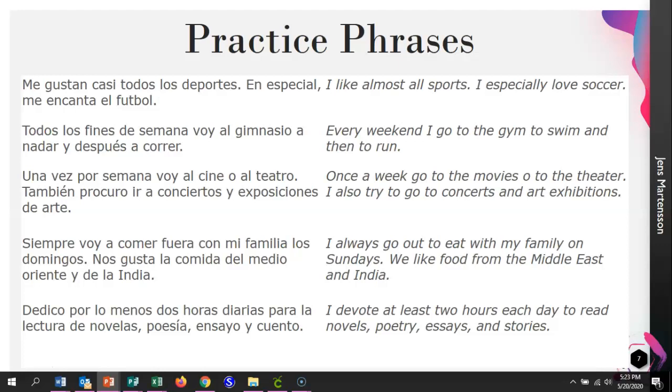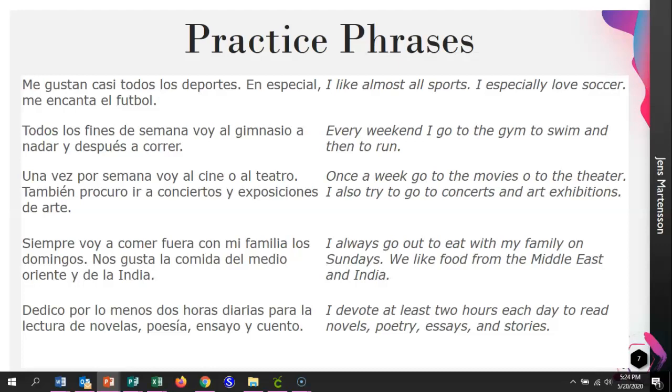Okay, our practice phrases for this week, as well as the previous ones. Once again, I'm going to read those. The whole idea of the practice phrases is for if somebody reads them, or if you were to read them, to catch what those vocabulary words are and the form of gustar that is being used. In this case, number 1 says, me gustan casi todos los deportes. En especial, me encanta el fútbol. Translated to, I like almost all sports. Especially, I love soccer. Gustan is actually plural here because we're talking about more than one sport.